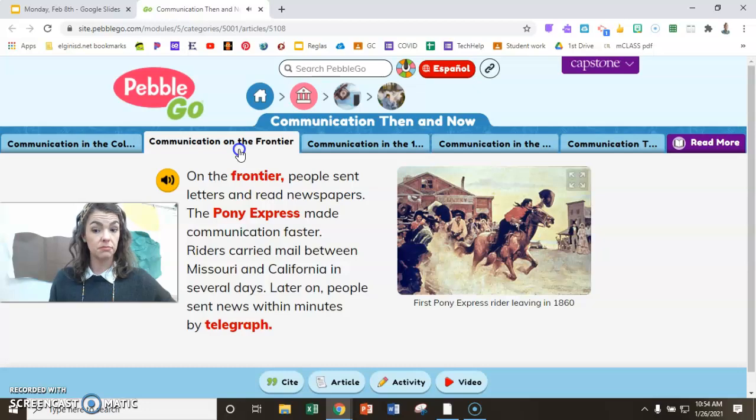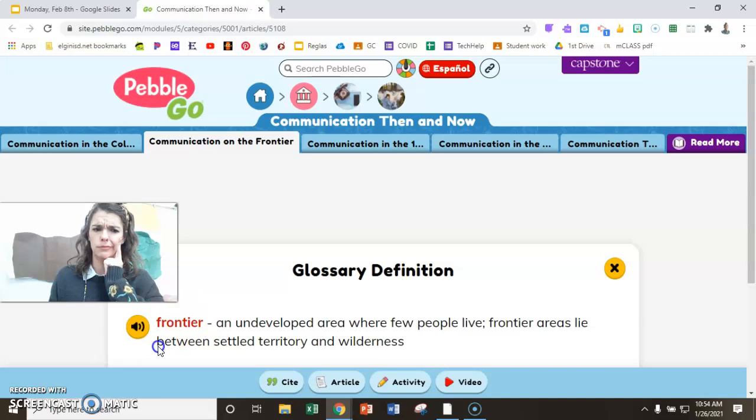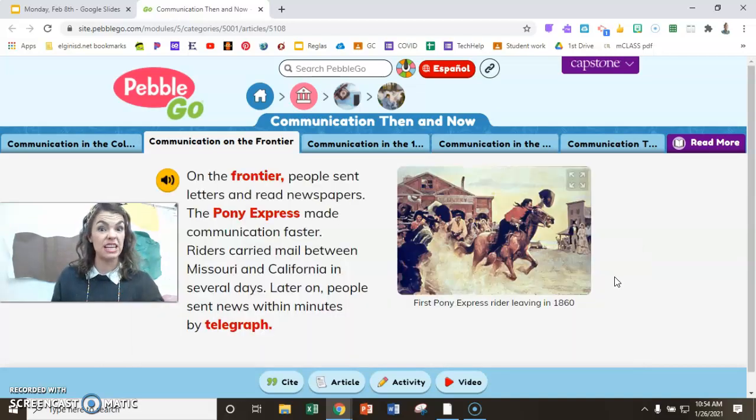Communication on the frontier. We're on to the frontier. What's the frontier? Frontier. An undeveloped area where few people live. Frontier areas lie between settled territory and wilderness. Okay, so there's few people, lots of wilderness, lots of animals and plants. So now we're going over to the frontier. Let's see how they communicate there.